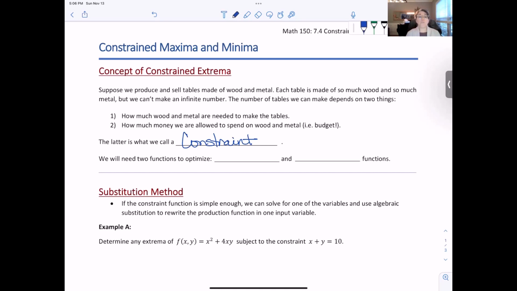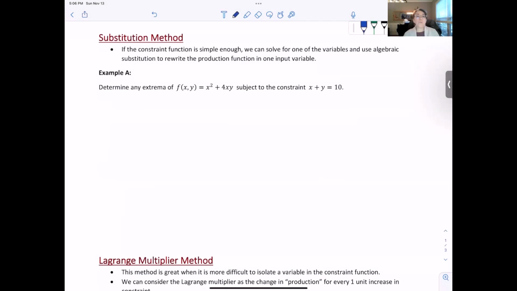So we need two functions in order to optimize, in other words, find either the maximum or the minimum based on constraints. We need the production function and the constraint function. There are two different methods, so let's look at them both separately. The first method is the substitution method, and if the constraint function is simple enough, we can solve for one of the variables, plug it in, use some algebra, rewrite it with one variable, and then use our previous calculus methods to solve it.